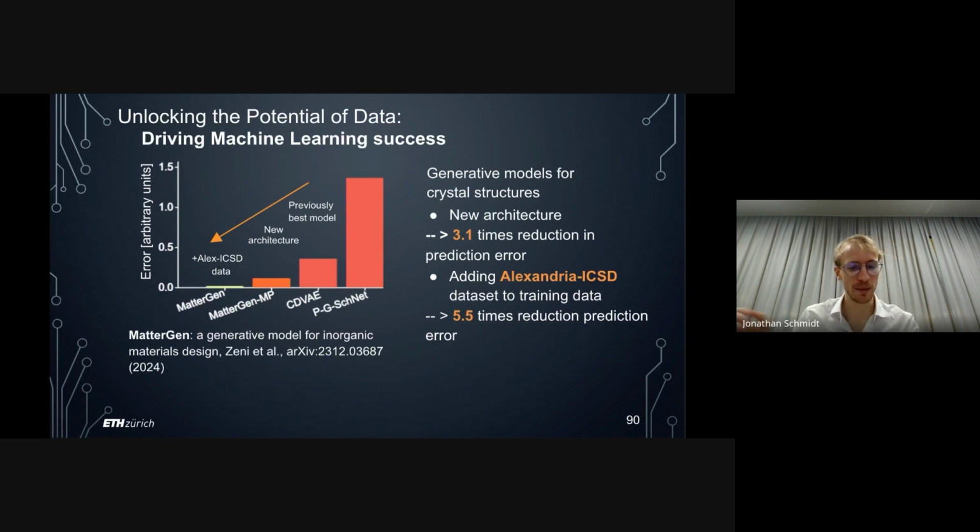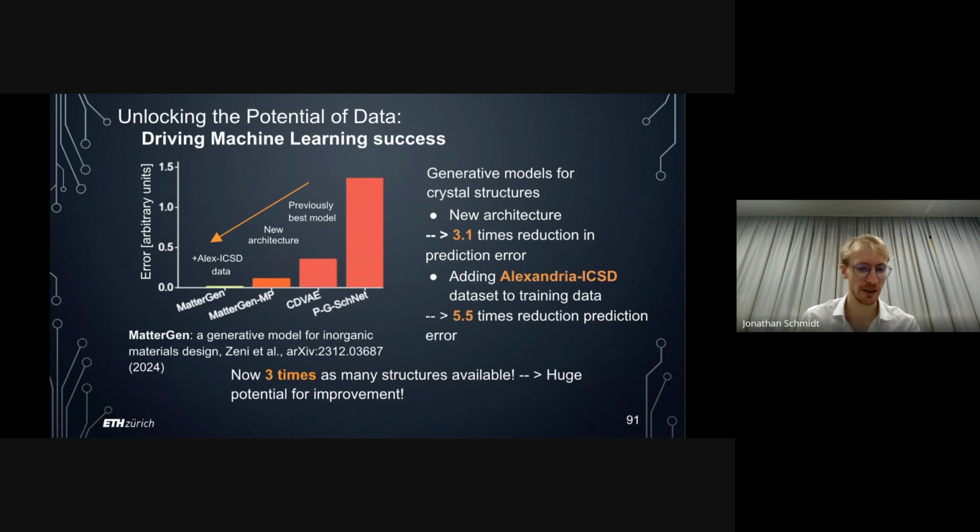And of course, this data is freely available and everybody can make these improvements. And by now we have around 3 times as many structures available under the same criteria. And so there's huge potential for improvement there.